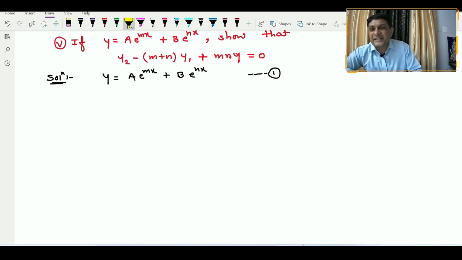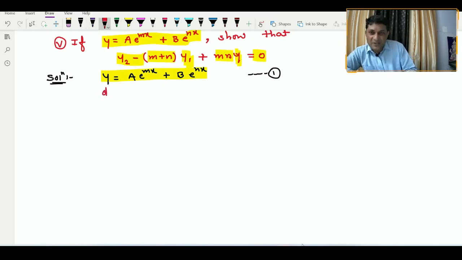Now observe the last example from this exercise, meaning the last example from this chapter also. Here the given function is y is equal to a e raised to power mx plus b e raised to power nx, and using this we have to show that y2 minus m plus n into y1 plus m into n y is equal to 0. So first we have considered the given function. Here derivatives are denoted by y1 and y2. So let us differentiate it with respect to x.